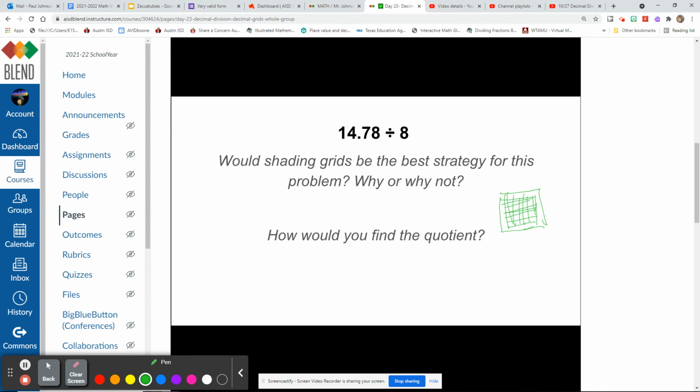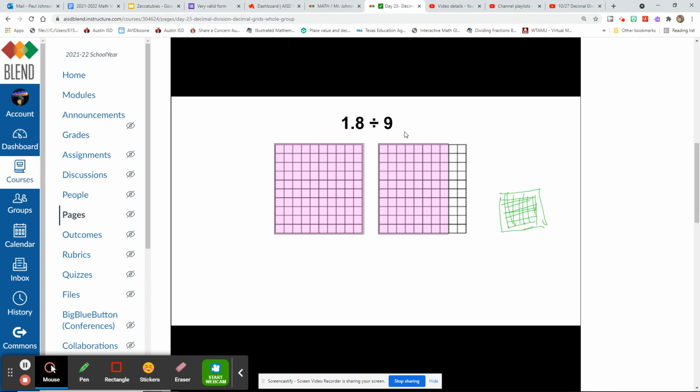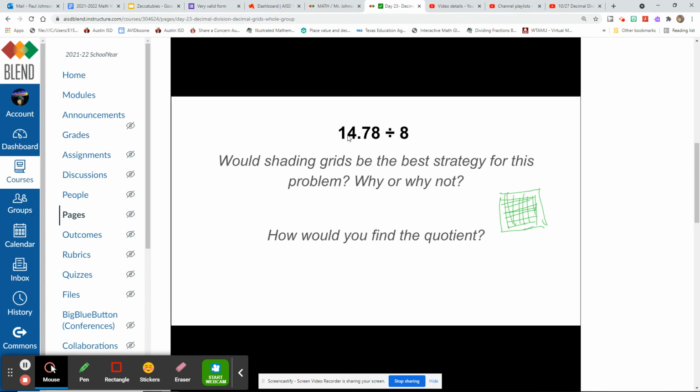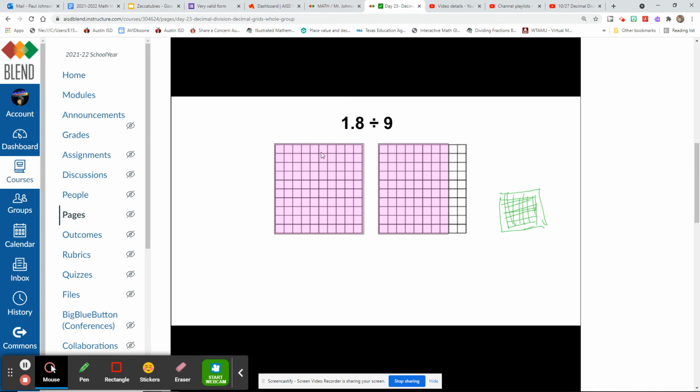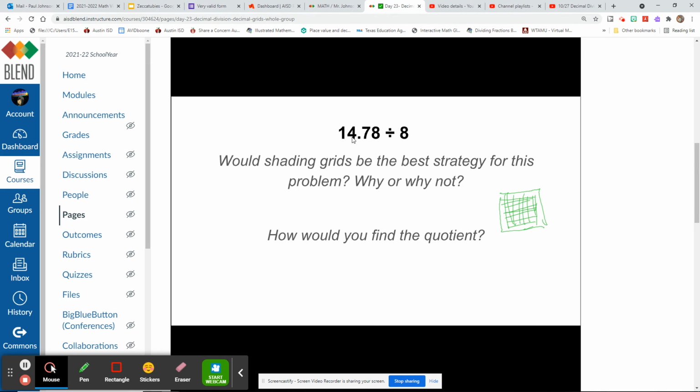So would drawing 15 of these hundredths grids like we saw on the previous page be a good idea? This was 1 8/10. If we're going to draw 14 and 78 hundredths, that would be 15 hundredths grids. And then we would shade 14 wholes and then 7/10 and 8 hundredths of the 15th hundredths grid. And then we would make 8 groups out of that. So our groups would even stretch over more than one whole. So that would be an absurd way to do that.